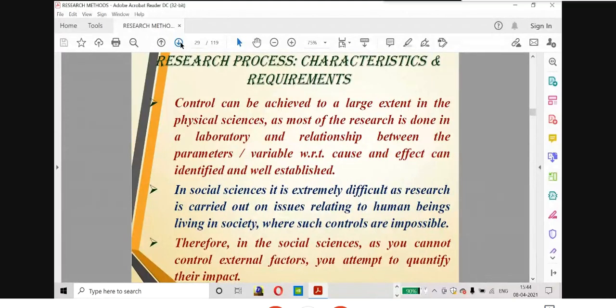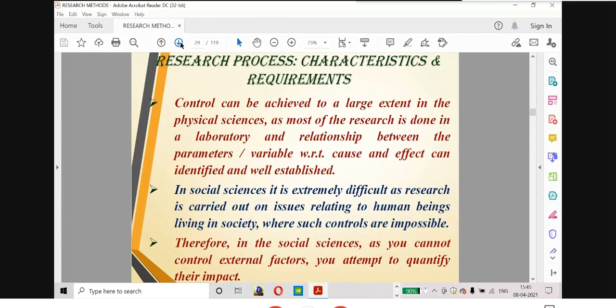Control can be achieved to a large extent in the physical sciences, as most of the research is done, and the relationship between the parameters or variables with respect to cause and effect can be identified and well established. So the point is very clear. You are conducting the experiment, so you can choose the range of input parameters, or if you are generating a mathematical model, it is even simpler. You can give the range of parameters. So in engineering and sciences, it is very easy.